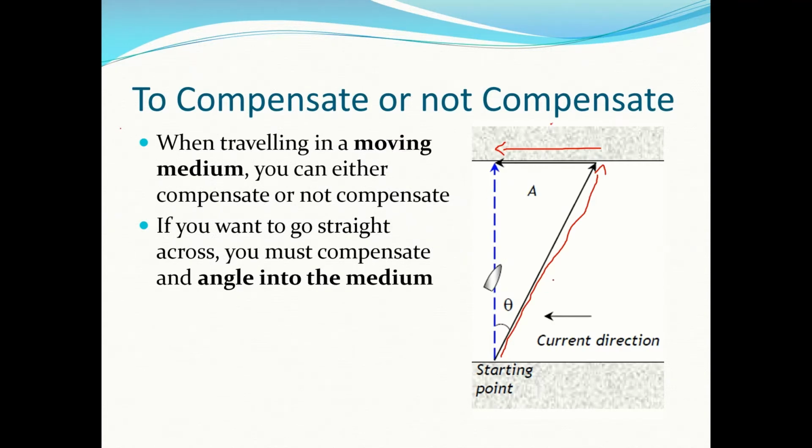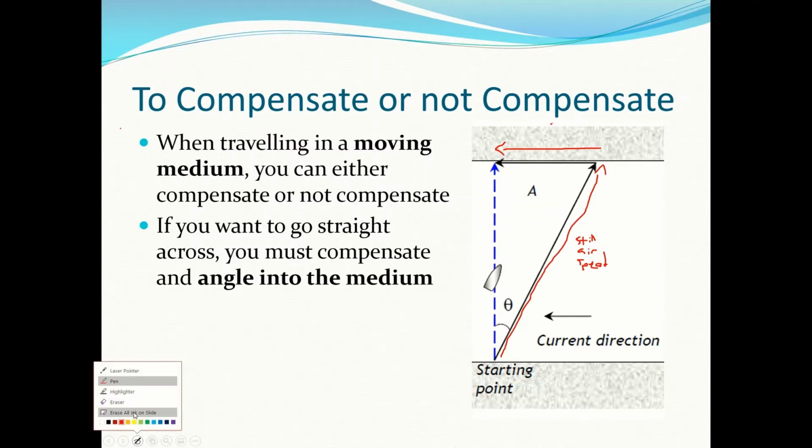So lots of times this term will come up, still airspeed, or still water speed if it's a boat. So the still airspeed is how fast you would be going if there was no wind at all. So if you just headed in this direction, there was no wind at all, you would just go in this direction. But because there's wind blowing you this way, you end up going straight across like that. So that's if we are compensating.